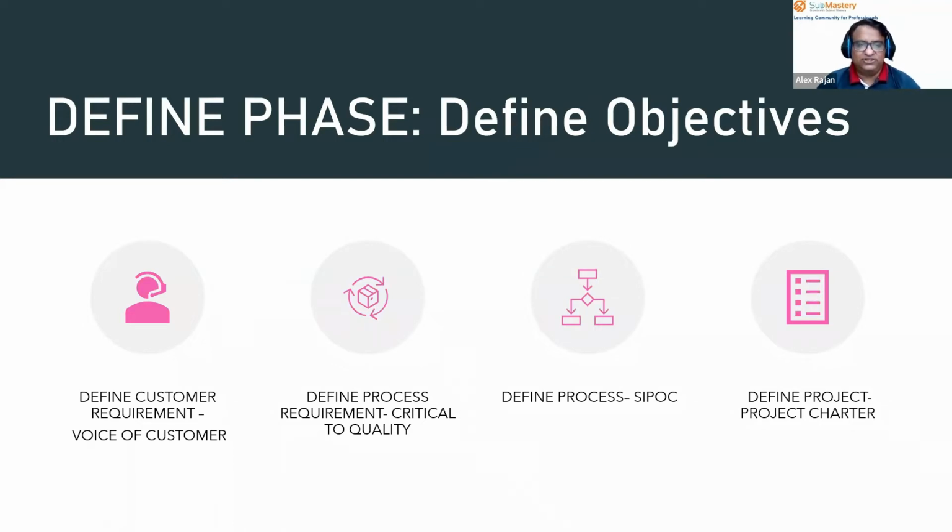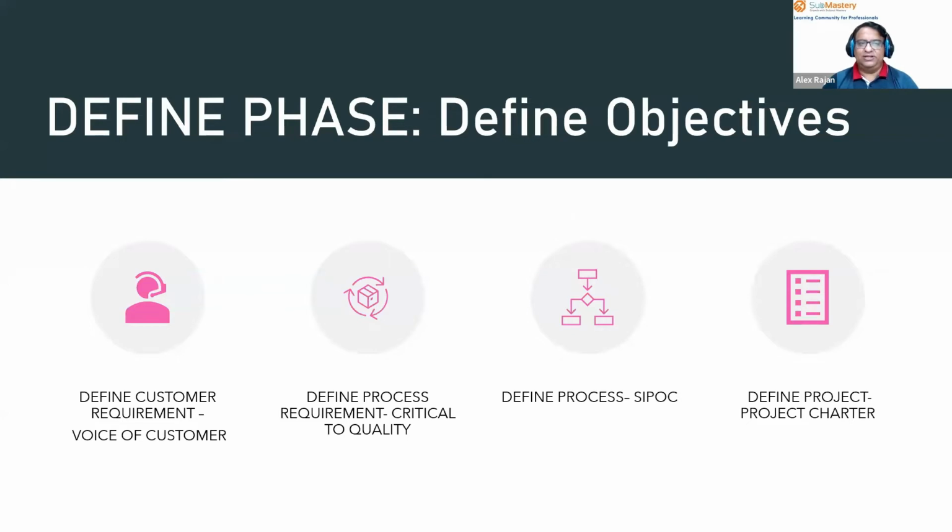SIPOC is an acronym for suppliers, input, process, output, and customer. I'll be explaining that with an example. Then we define the project using a project charter. So these are the 4 deliverables of the define phase. When we say we have completed the define phase, it means that these 4 deliverables are completed.